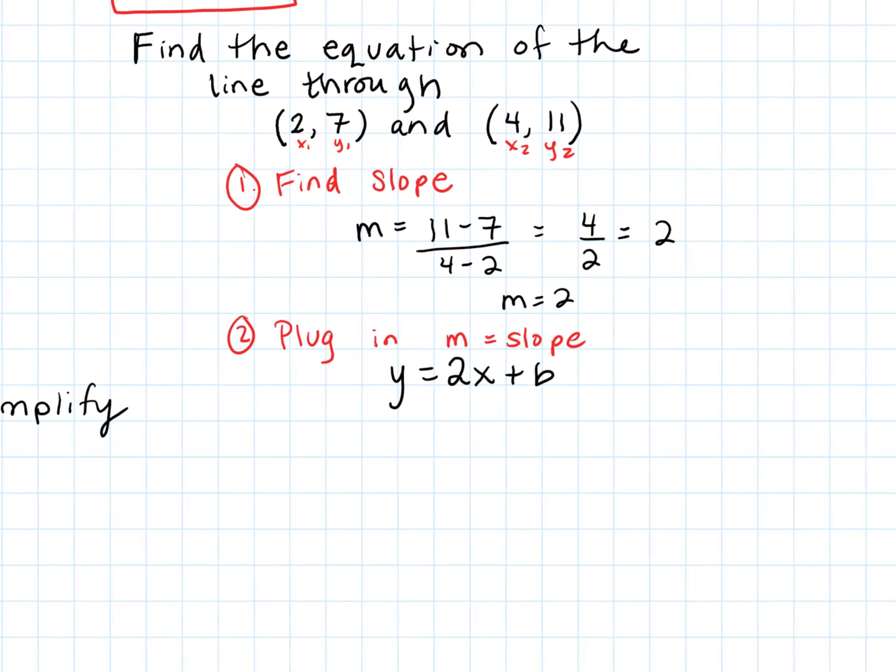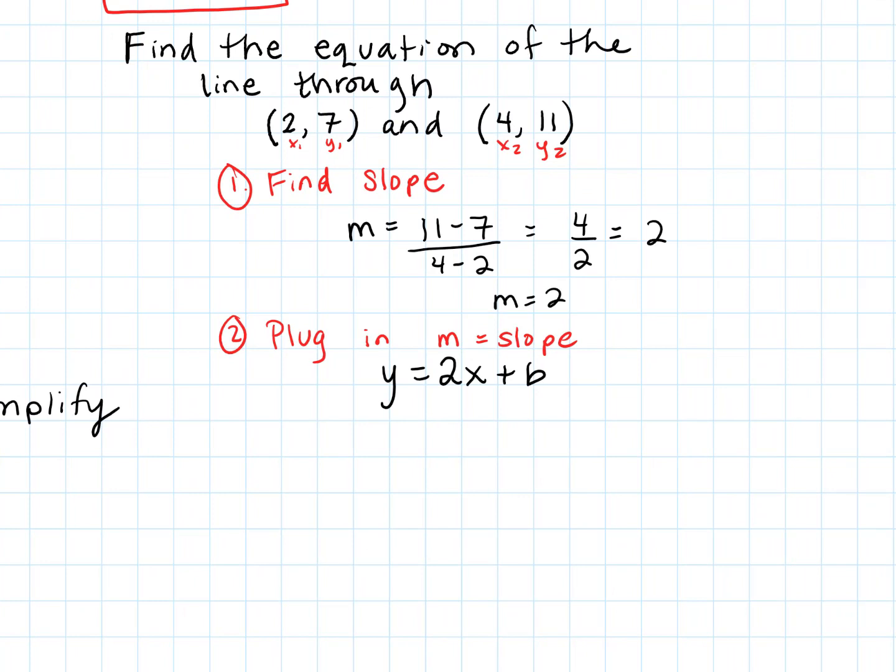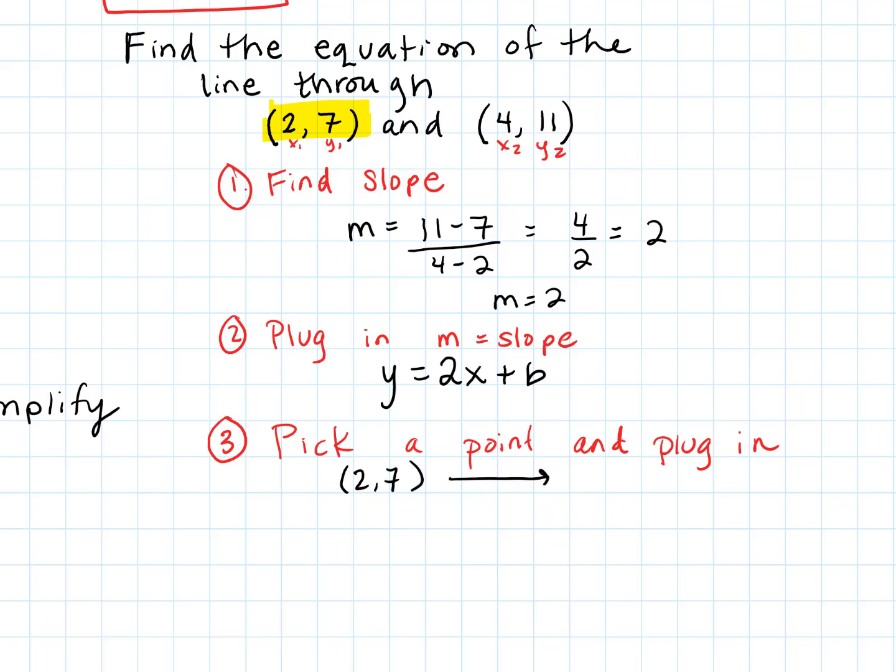Okay, so let's come back over here. So our third step, we're going to pick a point and plug it in. Now, it doesn't matter which of these points I pick. So, pick 2, 7 or 4, 11. Your work will look a little different, but the value of b will be the same regardless of which of these two you pick. So I am going to just pick 2, 7. Okay? So that's the point I'm going to pick, and I'm going to plug it in.